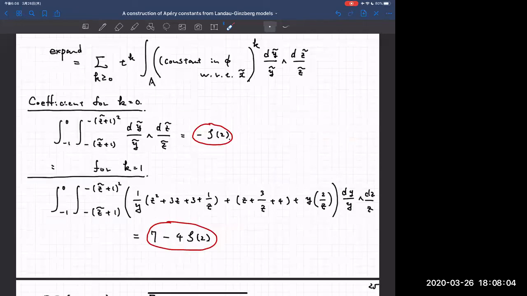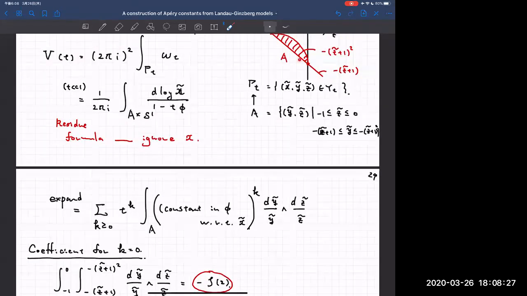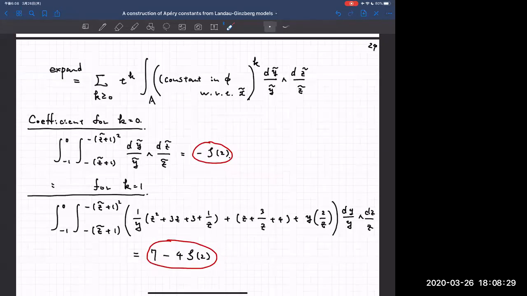Okay, so when we consider the coefficient for k equals zero, since this is an expansion, we actually obtain the limit of this higher normal function toward t equals zero. Okay? It is given by just the integral of dy over y, dz over z along a certain area appearing here, this one. And by the computation, we obtain minus zeta 2. So this is the reason why we obtain zeta 2.